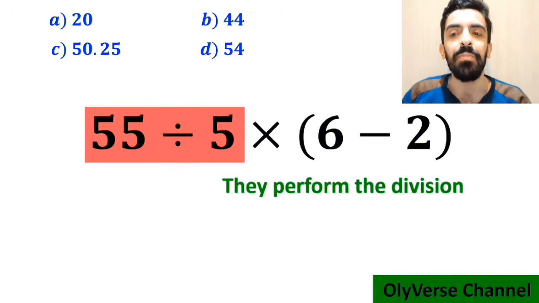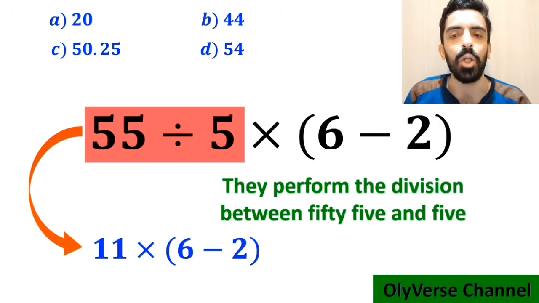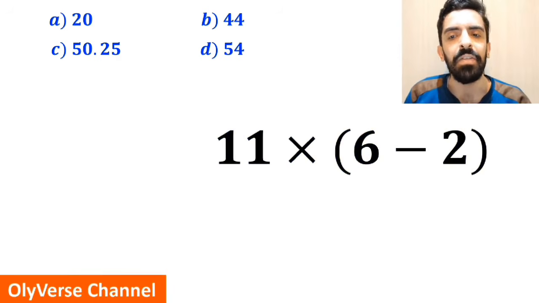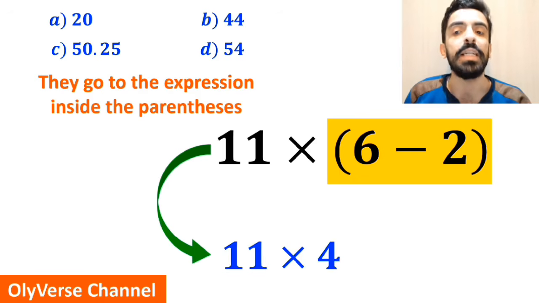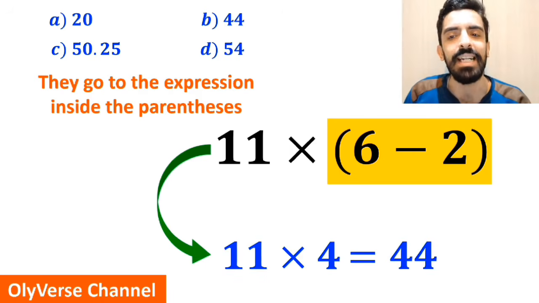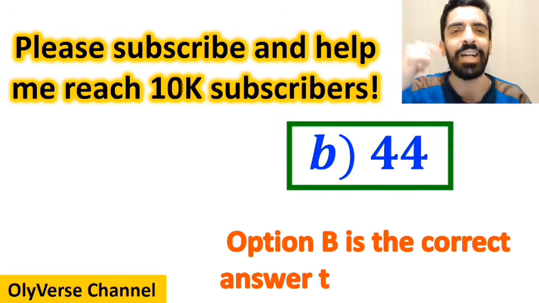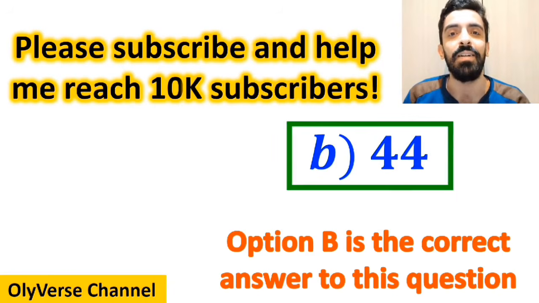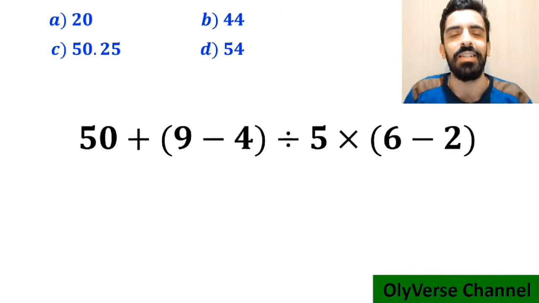Then they perform the division between 55 and 5 and write this expression as 11 multiplied by 6 minus 2 inside the parenthesis. And the final step, they go to the expression inside the parenthesis and simplify to 11 multiplied by 4, which eventually gives them the answer 44. Then, without any hesitation, they quickly say that option B is the correct answer to this question. However, this answer is absolutely wrong.